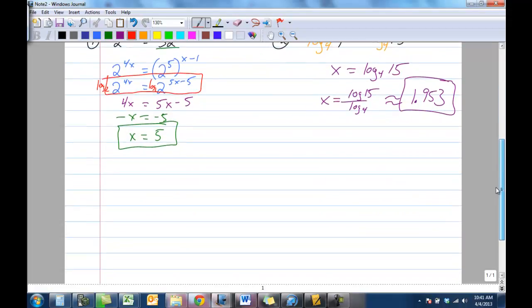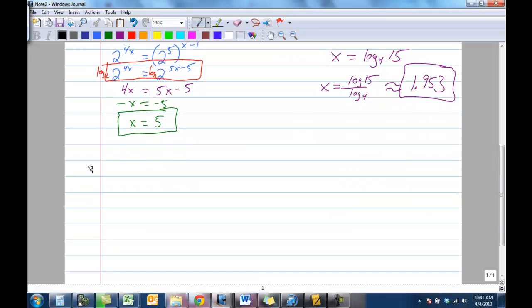All right, let's do another one. How about number 3? 5 to the x plus 2, then plus 3 equals 25. All right. Now, we're going to solve just like any other solving problem. The first thing you get rid of is addition and subtraction. So get rid of that 3. So this becomes 5 to the x plus 2 equals 22.